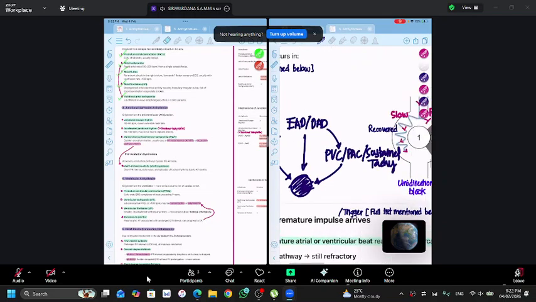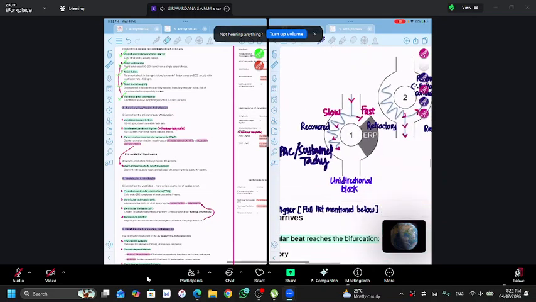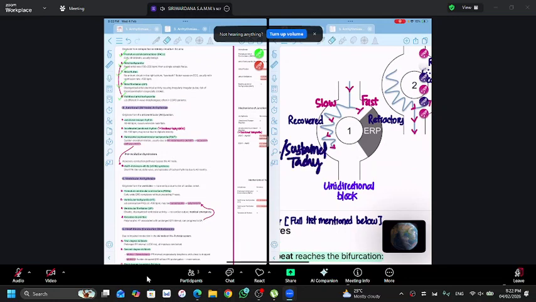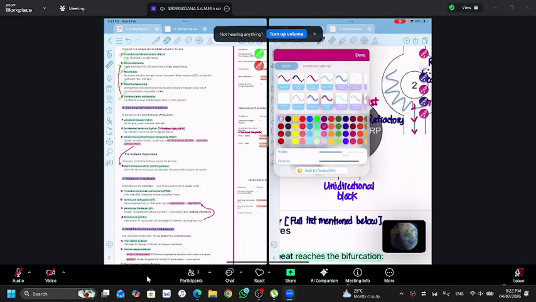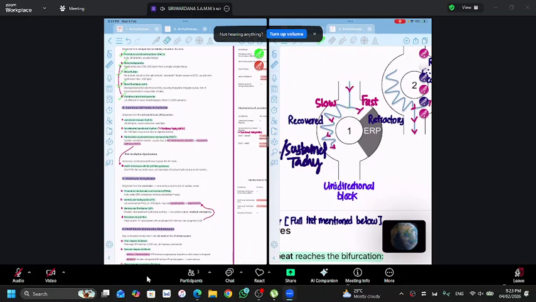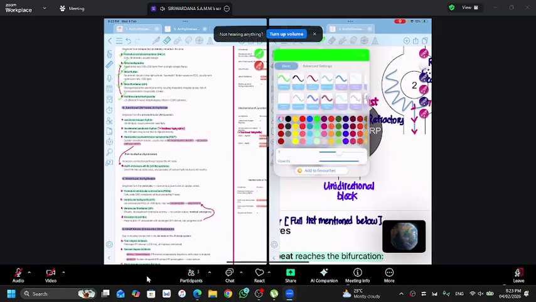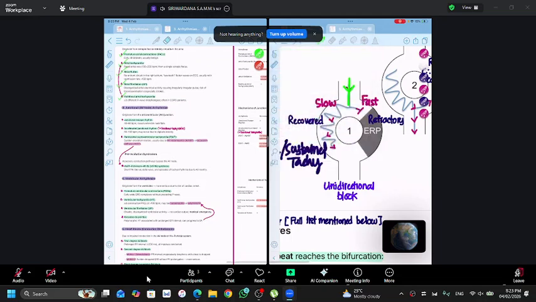So how exactly does the re-entry circuit develop? This we also talked about earlier. So now we have a trigger coming through. Now when this trigger comes, especially if this is a premature trigger, what has happened is that the fast conducting zone is still refractory, but the slow conducting zone has recovered.